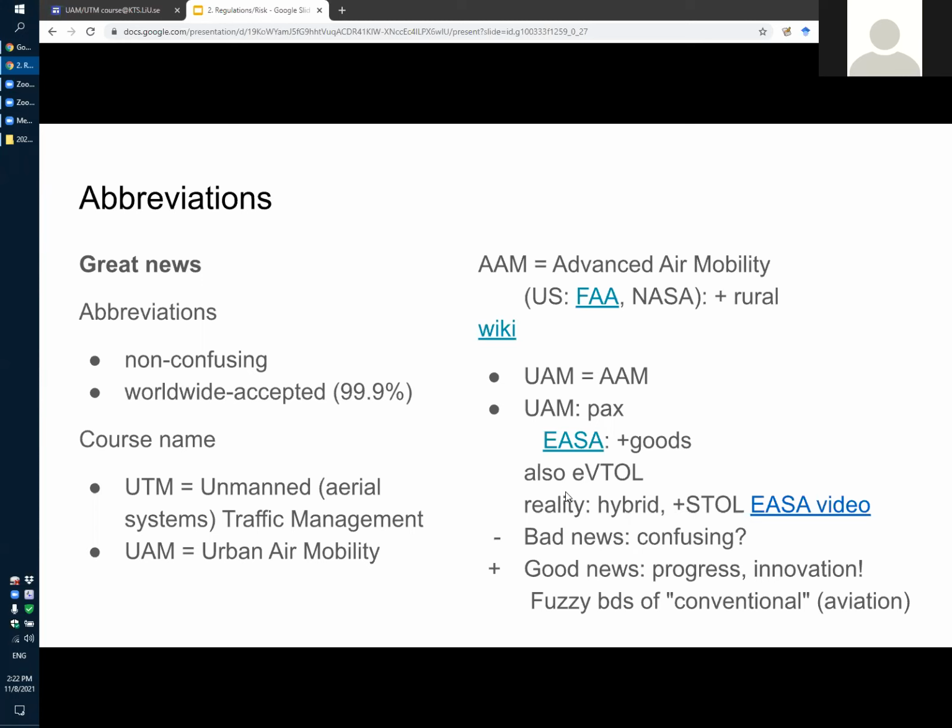And of course, the bad news is that it's a bit confusing if you go into details about what different people really mean by the different terms. But the good news is that the boundaries between conventional aviation and these novel disruptive technologies, drones, urban air mobility, and so on, become more and more fuzzy. Urban air mobility or advanced air mobility encompasses everything: rural, urban, suburban, hybrid, electric, VTOL, STOL, whatever.